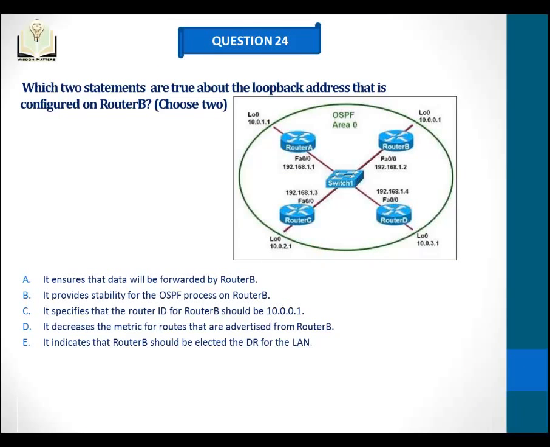Question 24. Which two statements are true about the loopback address that is configured on router B? Choose 2. A. It ensures that data will be forwarded by router B. B. It provides stability for the OSPF process on router B. C. It specifies that the router ID for router B should be 10.0.0.1. D. It decreases the metric for routes that are advertised from router B. E. It indicates that router B should be elected the DR for the LAN.